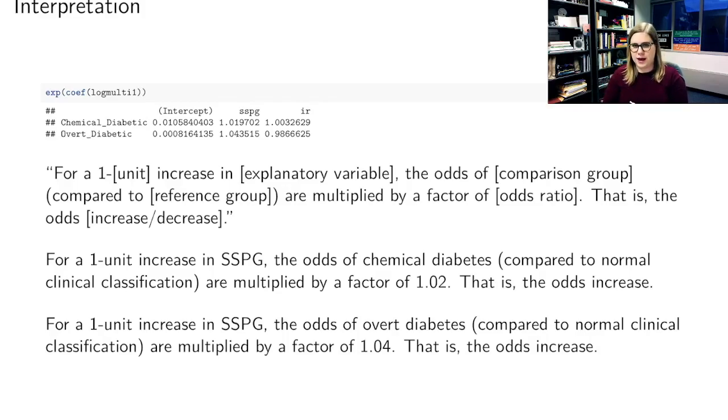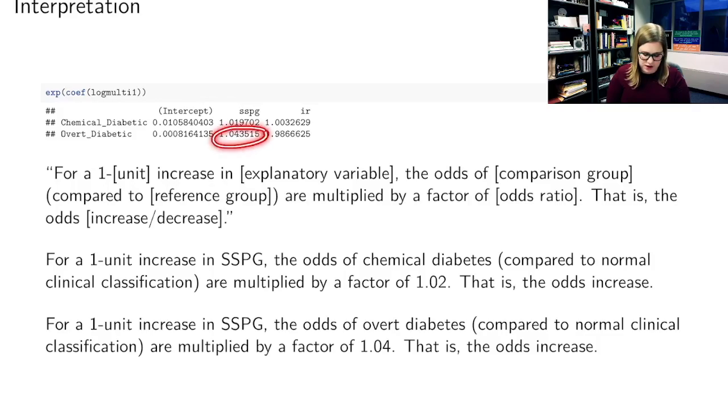And of course, if we had a categorical variable, we'd have to do our compared to, and then the odds are higher or lower, but we're gonna stick to quantitative variables for right now. So if I wanted to interpret this coefficient right here, this 1.019, which I've rounded to 1.02, I could say for a 1 unit increase in SSPG, the odds of chemical diabetes compared to having a normal clinical classification are multiplied by a factor of 1.02. That is the odds increase.